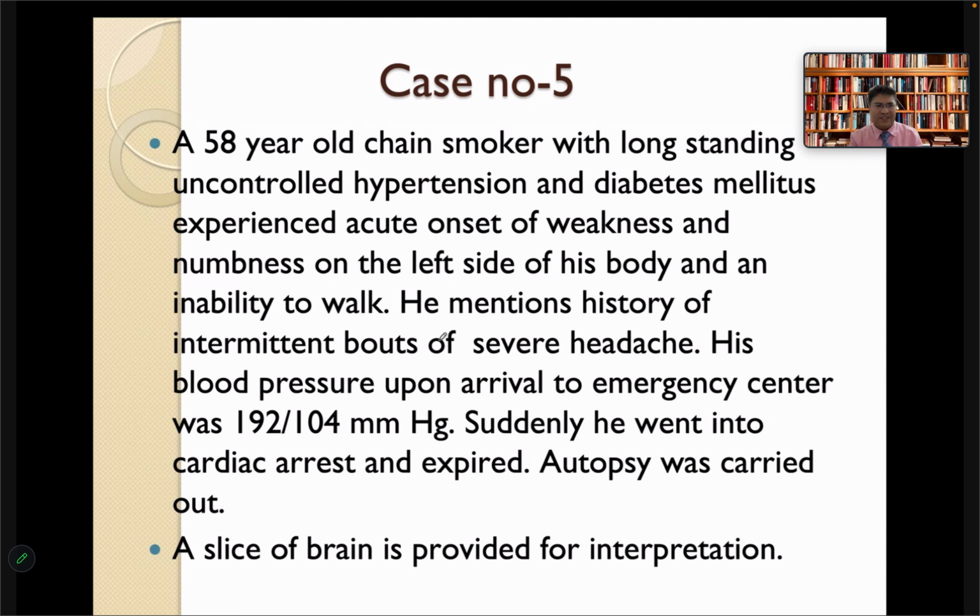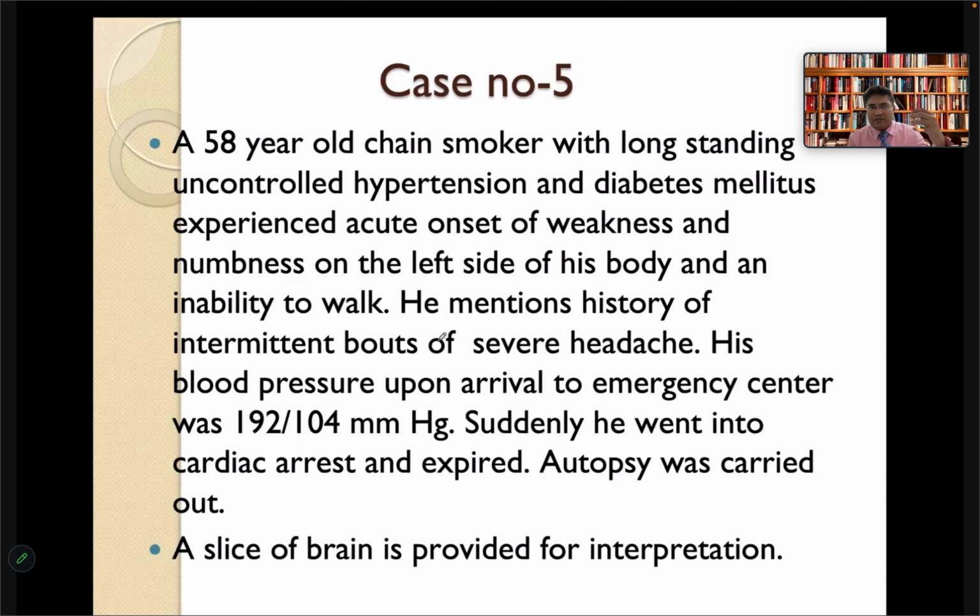Right. Now, if you look at the history, 58-year-old chain smoker, right? So what is a chain smoker? It's a heavy smoker, you can say, right? One who smokes maybe 1 packet or 2 packets of cigarette every day. And this patient has a long-standing history of uncontrolled. Again, pay attention to the words uncontrolled. The hypertension and the diabetes mellitus, they are not in control. And this patient develops acute onset of weakness.